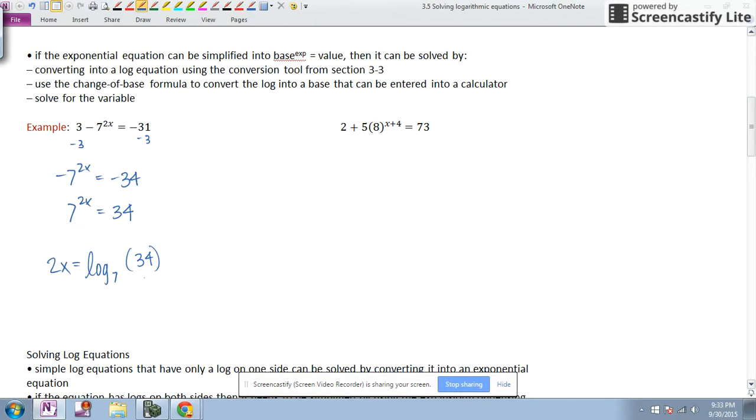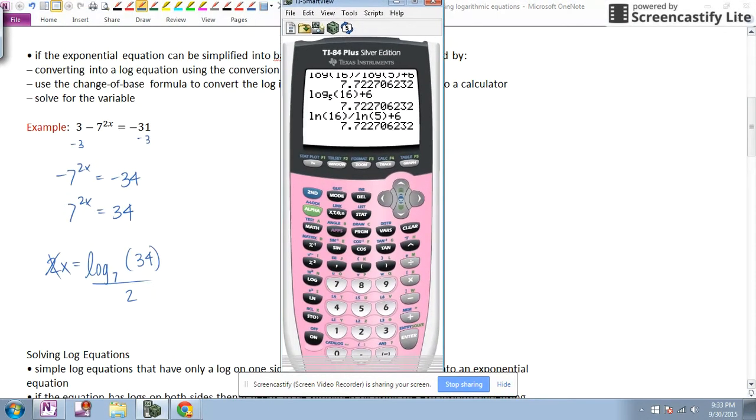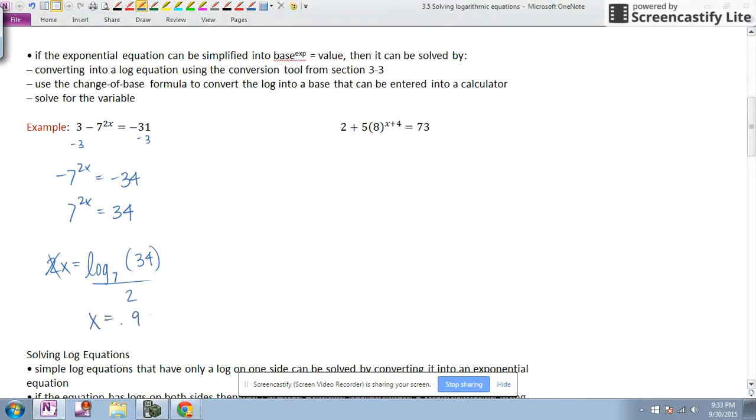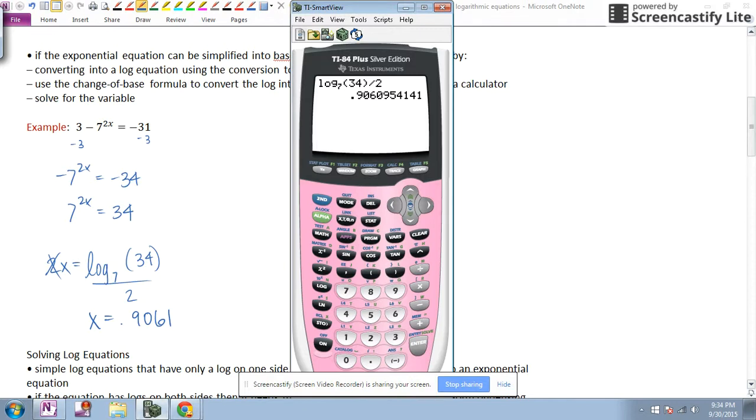And that I can just do on a calculator, and then I will divide it by 2. So I will be finished. And so now I'll grab my calculator, and I will type in F2, number 5. I will do 7 and 34. And then I will divide that by 2. And it says it's 0.9061. So x is 0.9061, I think, yeah.